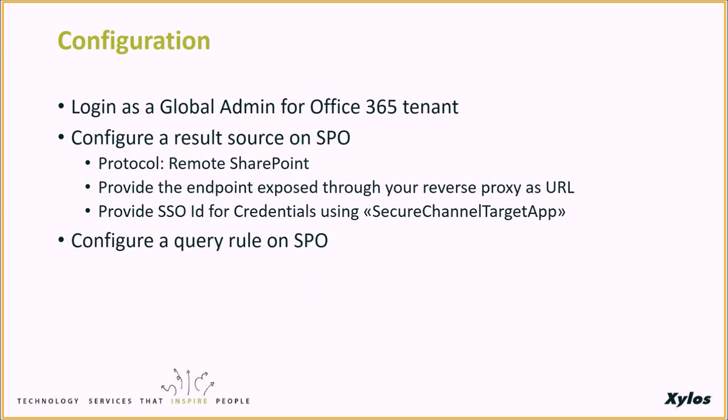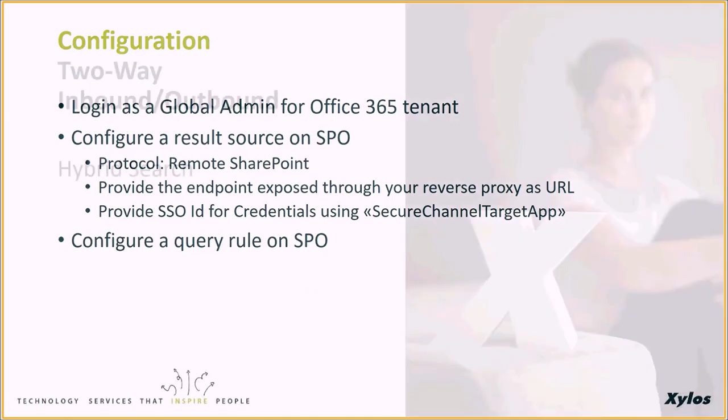To make this work, again, you have to log on to SharePoint Central Administration, but not the on-premises one, the SharePoint Online one. And then, again, you configure a result source on SharePoint Online, more or less with the same capabilities and the same configuration, except that you don't provide your SharePoint Online tenant URL, but you provide the endpoint of your SharePoint on-premises farm that you are exposing through your reverse proxy. Again, you have to create a query rule on SharePoint Online, to make sure that if you issue a query, this query also gets sent to SharePoint on-premises and that the results get returned.